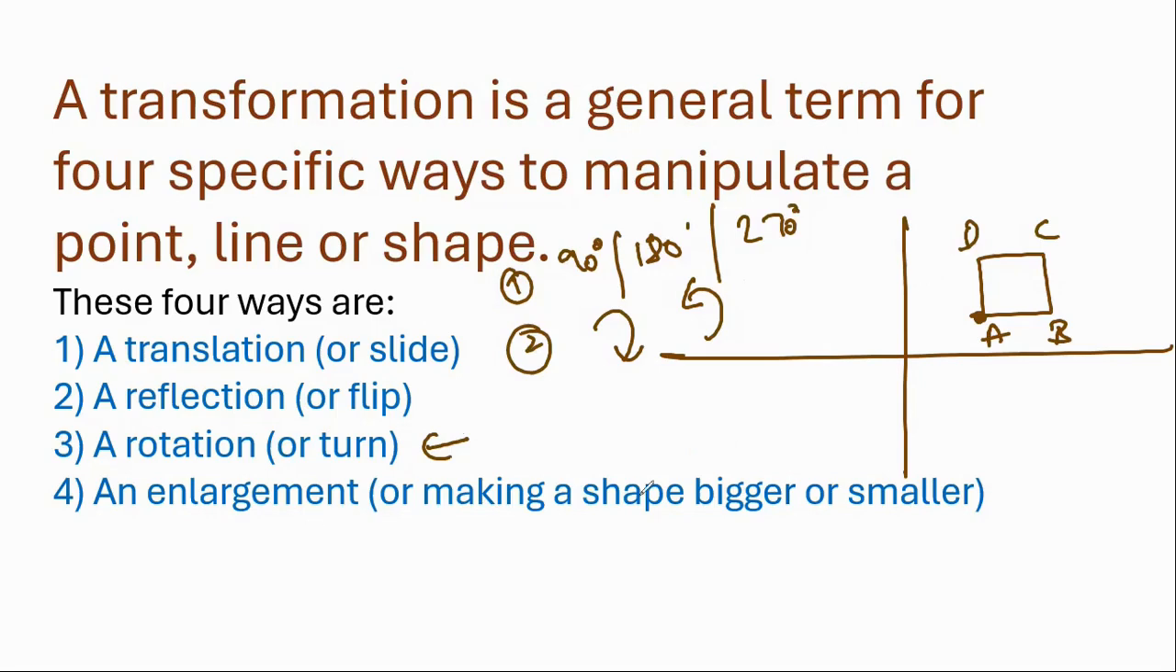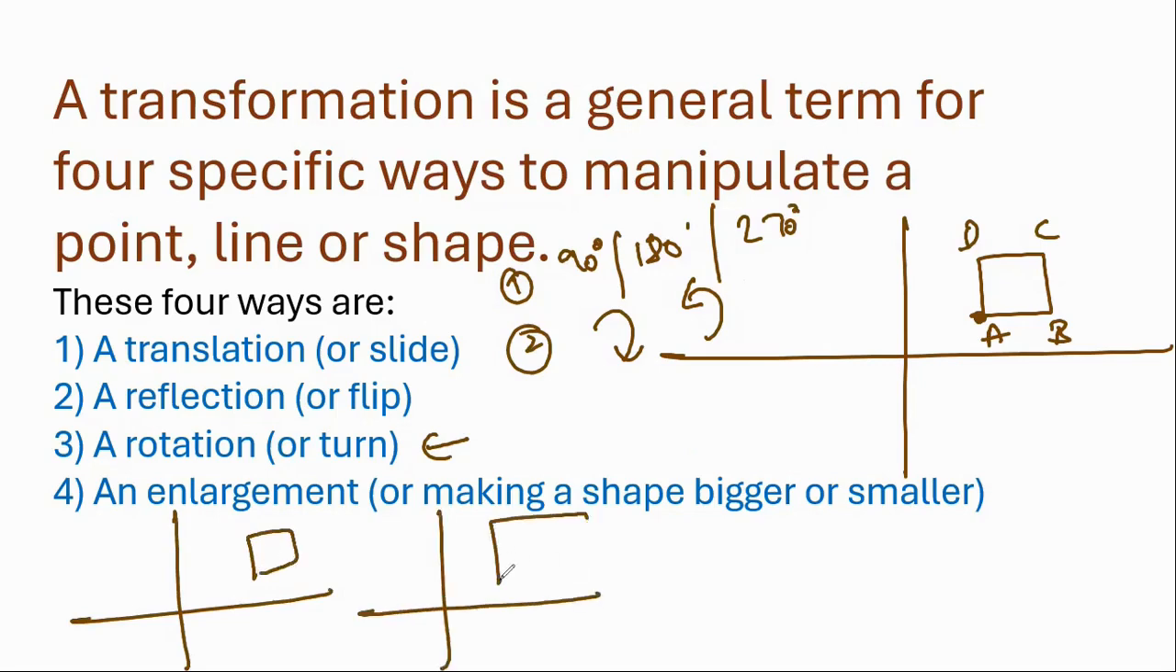Then we have enlargement. Let's say this is my original shape. I want to enlarge it, so it becomes the image. The original was this one and the new one is this one. Or I want to reduce it: the original was this one and the reduced image is this one. That is also a part of transformation.